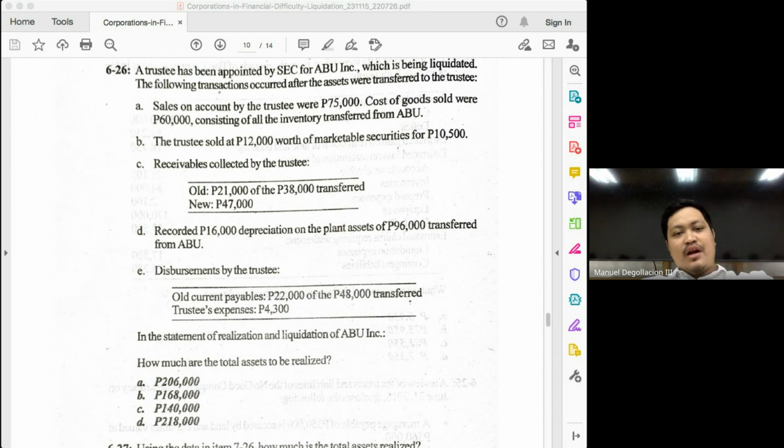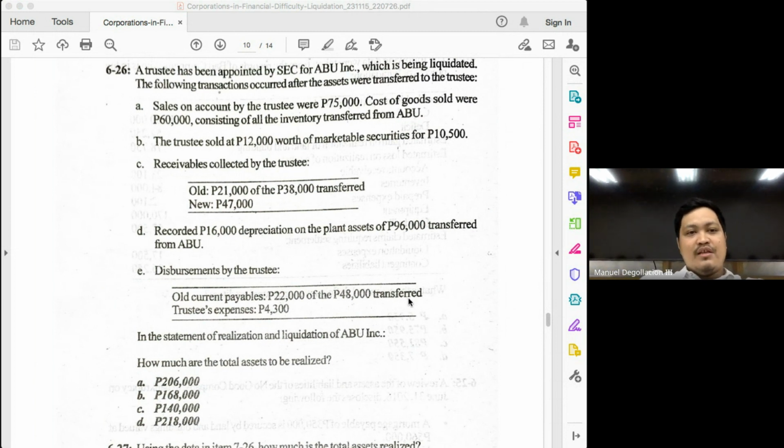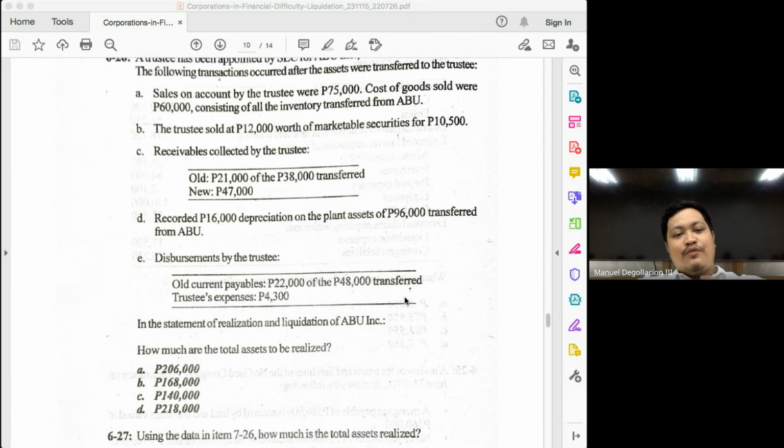Then all you have to do is to add those four. There's nothing from letter E because these are expenses paid during the liquidation process. So you have the 60,000 value of the inventory, and then the 12,000 value of the marketable securities, your receivables of 38,000, and your depreciable asset of 96,000. How much will that give you? 206,000. And that will be the amount of assets to be realized.